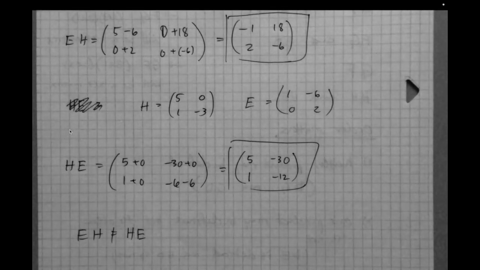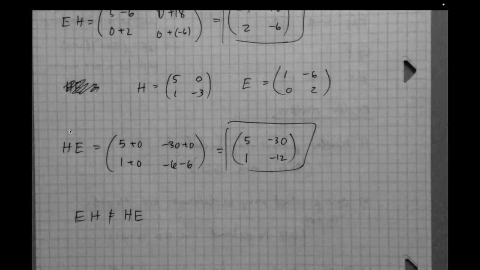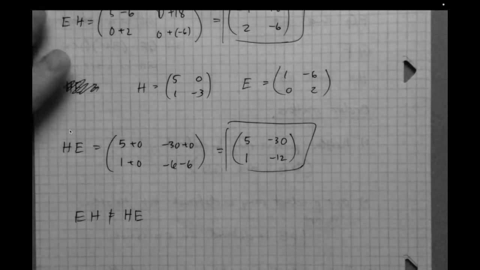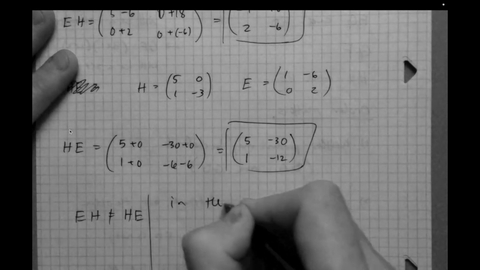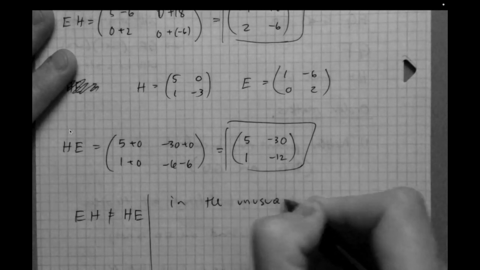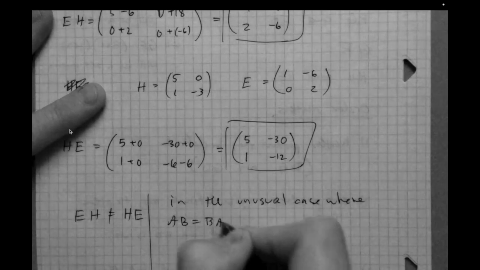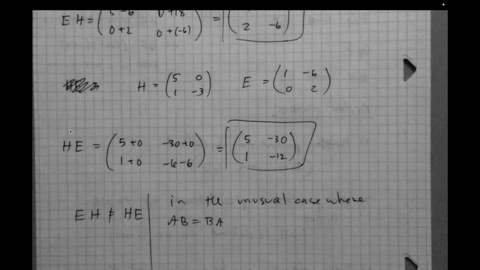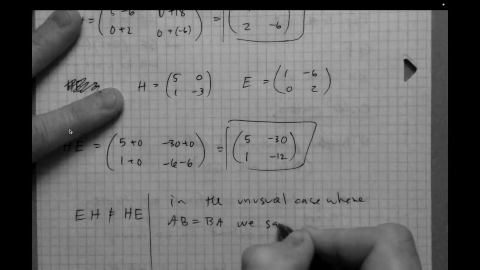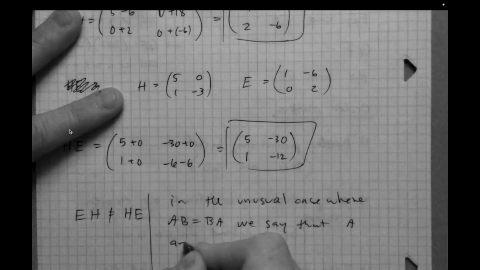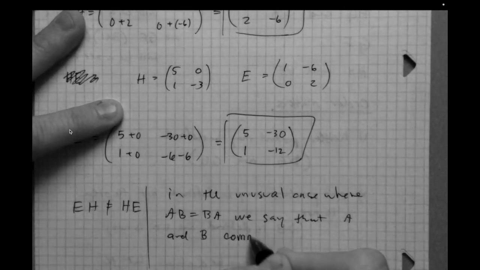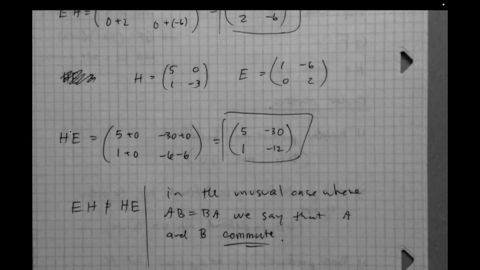Okay, perfect. Right, and so most of the time this is the case. Most of the time, even if both products are defined, the two matrices are not equal. Okay, so in the unusual case, however, where AB equals BA, we say that A and B commute. Right, this is the commutative property.